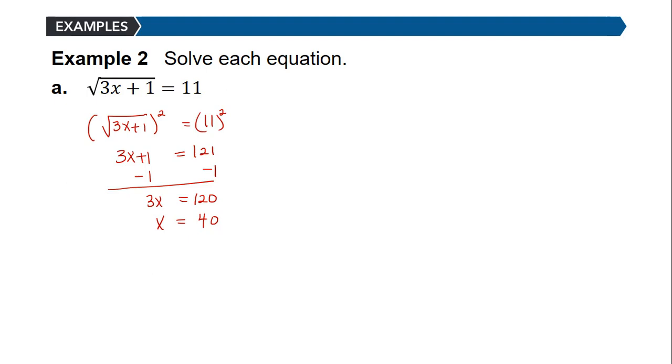And then this is a square root equation. I need to check my solution in the original equation. I will substitute 40 in place of x to get the square root of 3 times 40 plus 1. And I'm asking myself, is that equal to 11? And inside, 3 times 40 is 120, plus 1 is 121. And the square root of 121 is 11. Therefore, the solution set is the set containing 40.